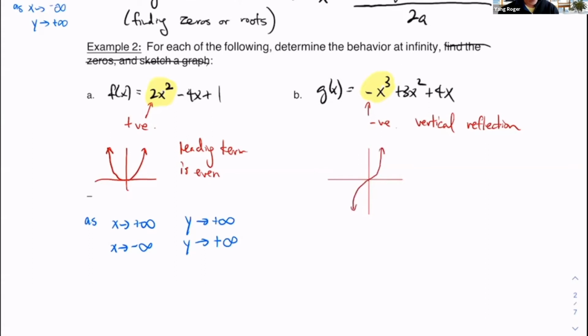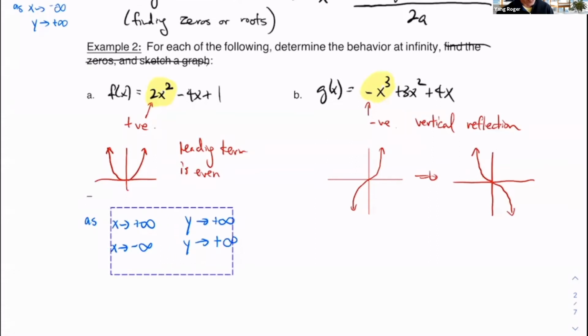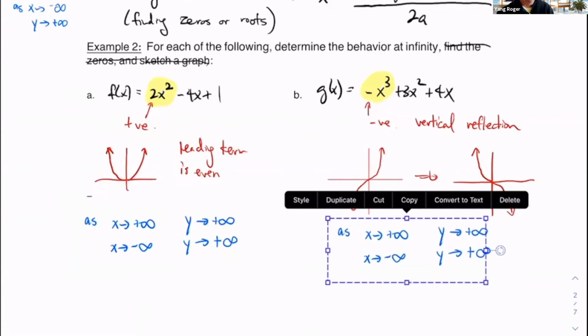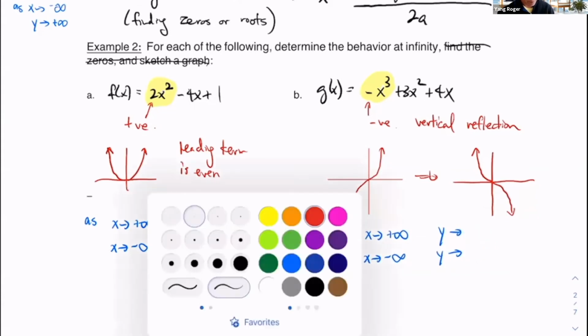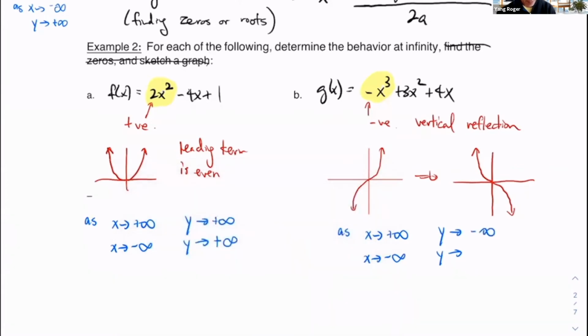But that's the positive version. When I multiply by the -1, that actually looks something like this. Right? So then what we could say is, as x goes to positive infinity, y looks like it's now going to negative infinity, right? And as x goes to negative infinity, y goes to positive infinity. Does that make sense?